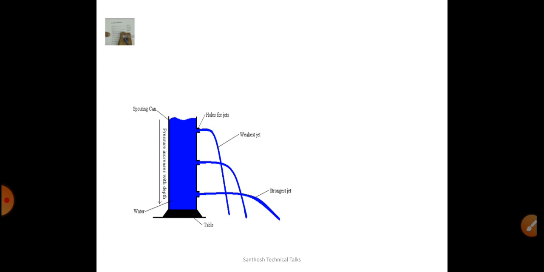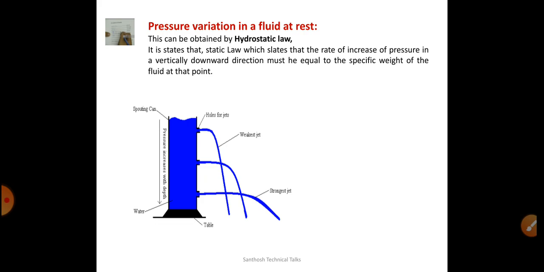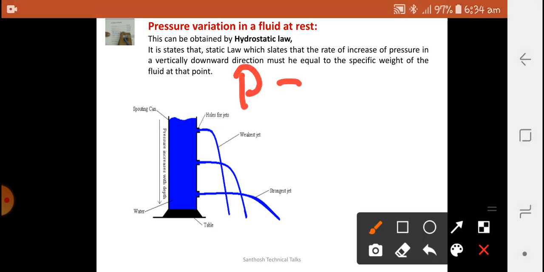Another law that clearly illustrates the pressure is the hydrostatic law. It describes the pressure in a fluid at rest. It states that the rate of increase of pressure in the vertically downward direction must be equal to the specific weight of the fluid at the point. So what is the specific weight? It is rho g, that is, P is equal to specific weight into height.